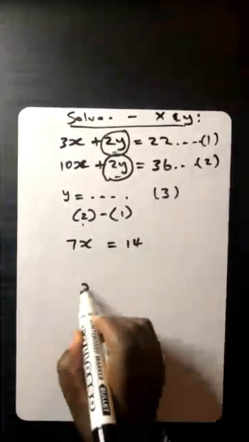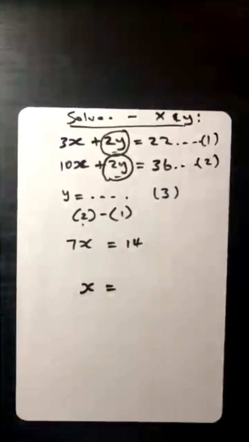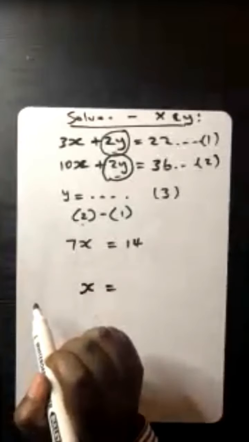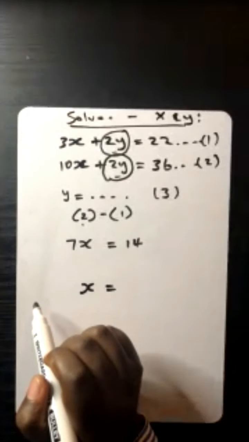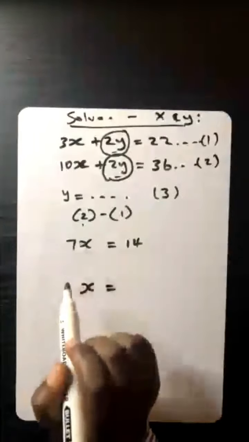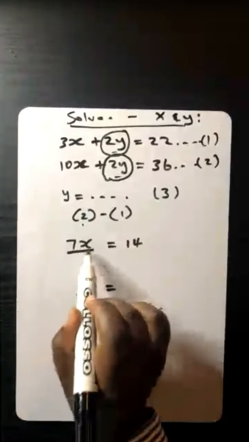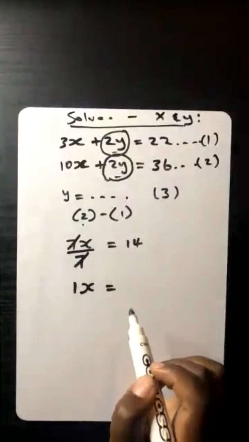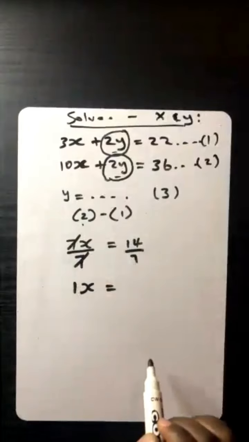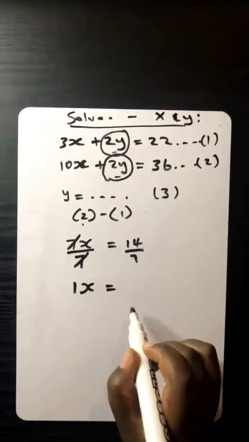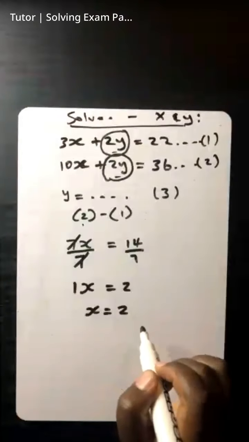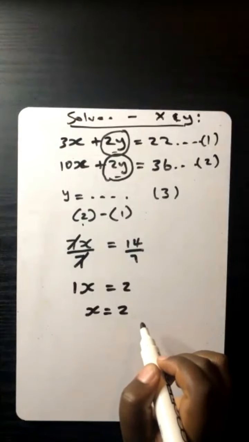you want to say x is equals to a number, isn't it? Yes, sir. But the problem is that 7. Can you see? Yes, sir. So that means you need to remove that 7. You remove by dividing by 7 so that it cancels and you remain with 1. Whatever you do on the left, you do on the right. So that means 14 divided by 7 is equals to 2. X is equals to 2. Can you see? Yes, sir.